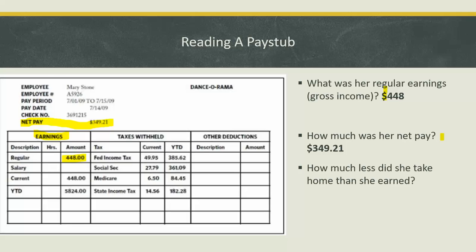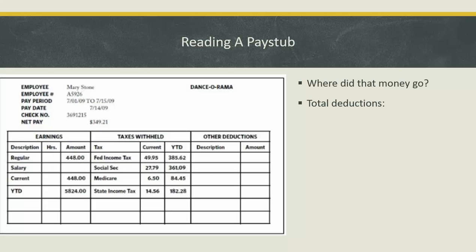How much less did she take home than what she earned? We can find this by subtracting. Let's take her gross income minus her net pay. 448 minus 349.21. This difference is $98.79.